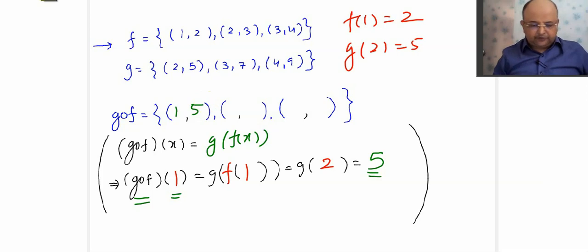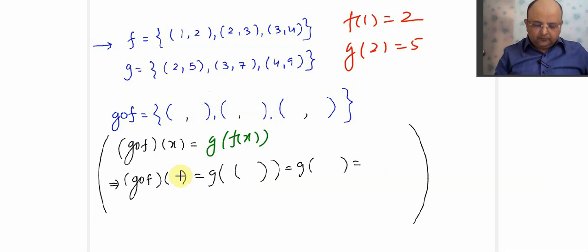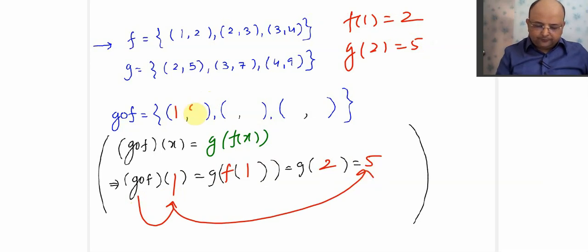Simple. Let's go once more rapidly. Be a bit more careful. What is gof of 1? G of f of 1. What is f of 1? 2. What is g of 2? 5. Done. So what does gof do? Gof takes 1 to 5.